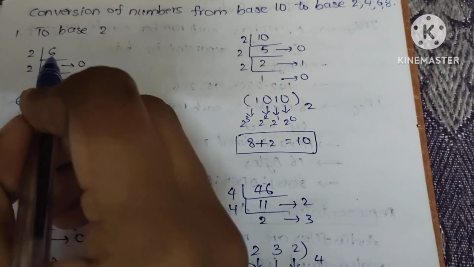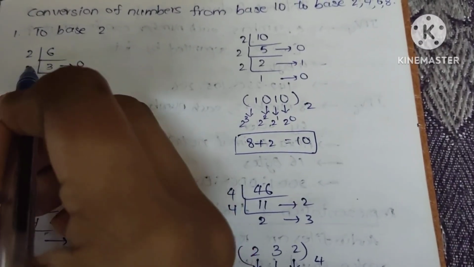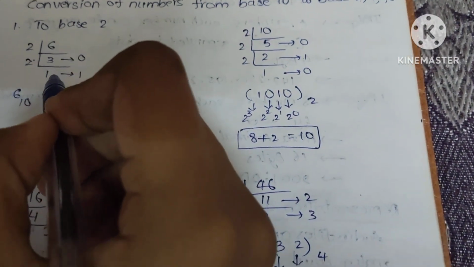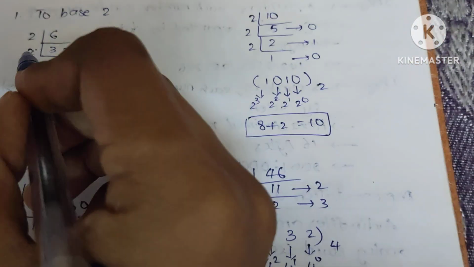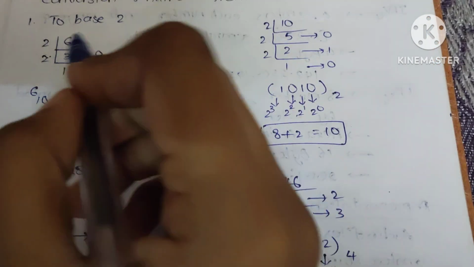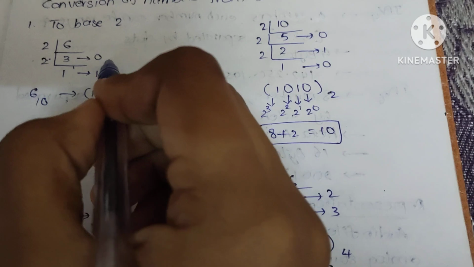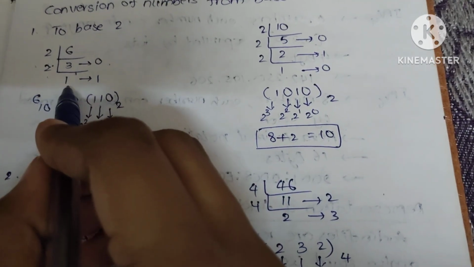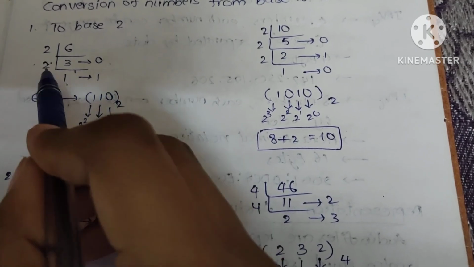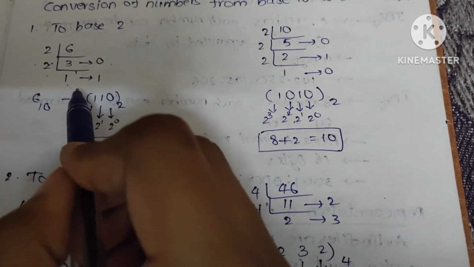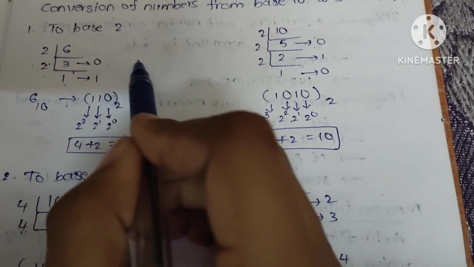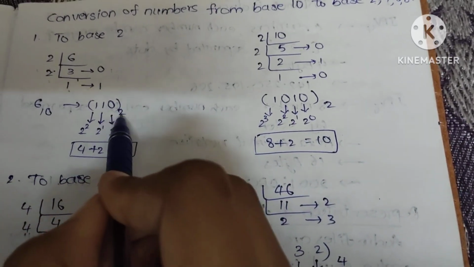So we have to divide the number with the base which we want to convert into. Here we have to divide with 2. So I am taking the number 6. Let's divide 6 by 2. 2 3s are 6 and the remainder is 0, and 2 1s are 2 and the remainder is 1. As here this number is less than the divisor, we have to stop and write the remainders in this way. So write the number 110.